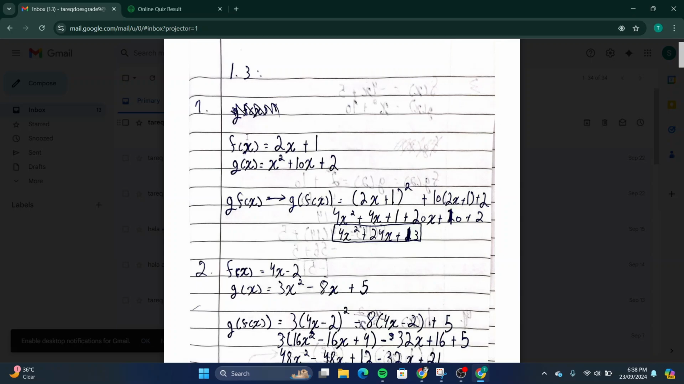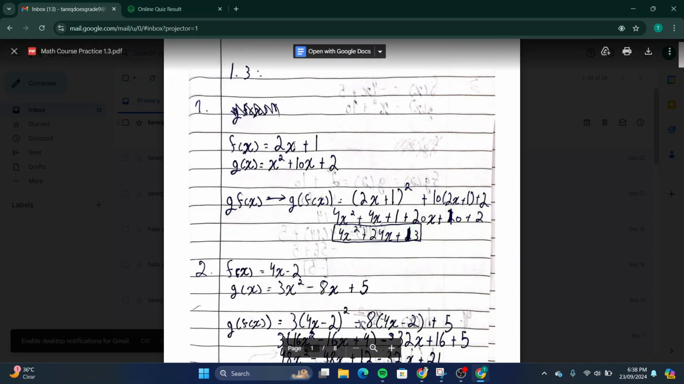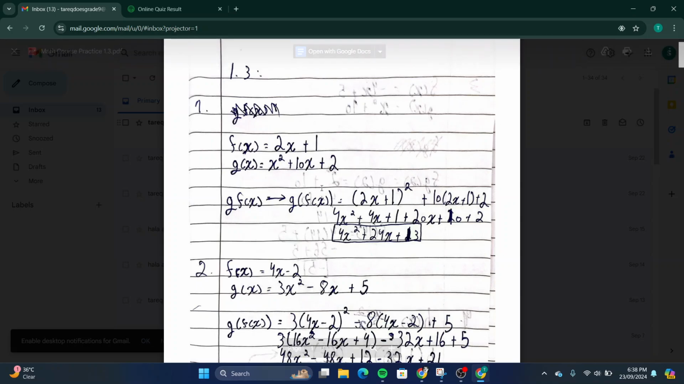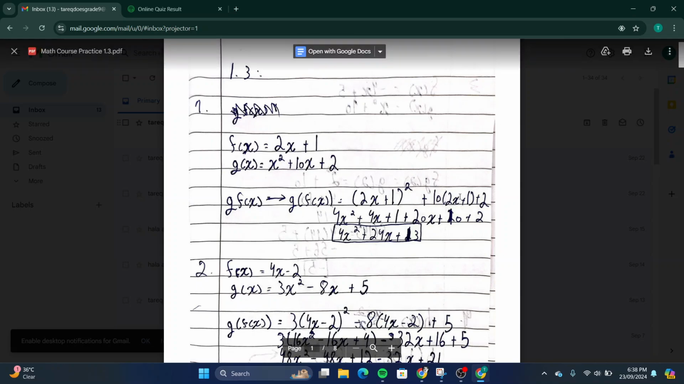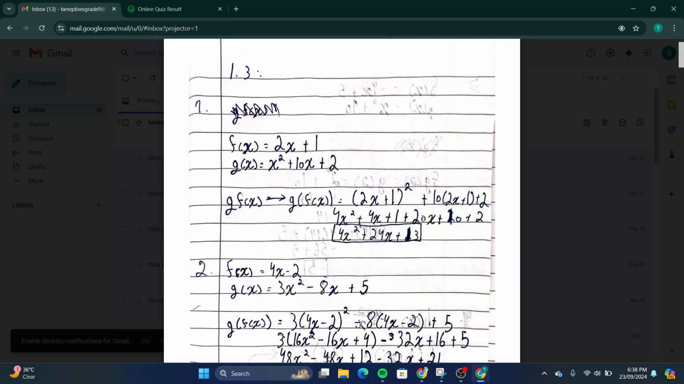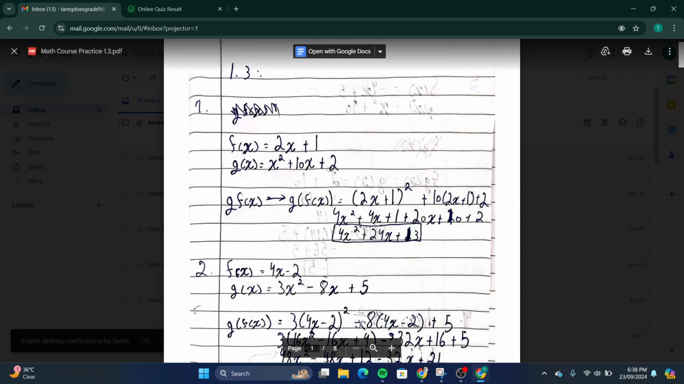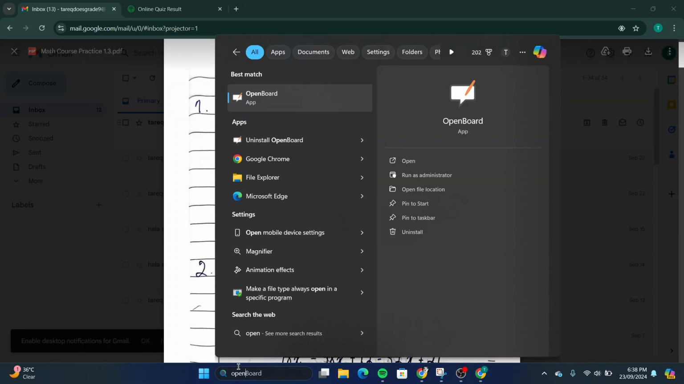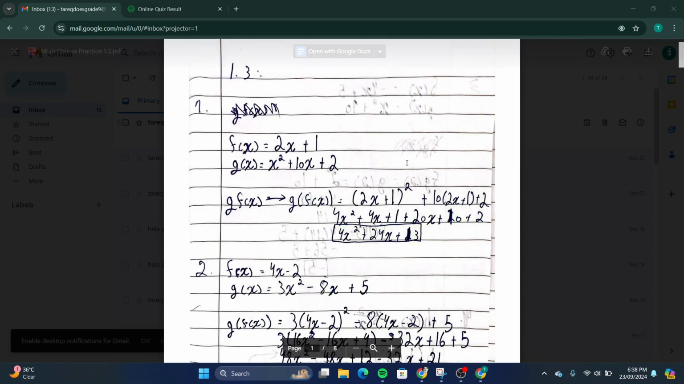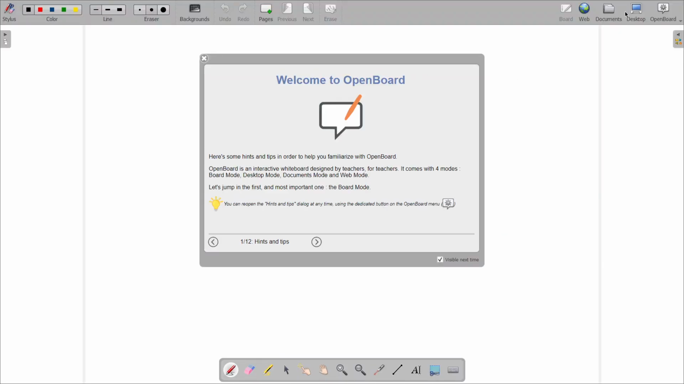Now you substitute f of x into the function g. So x squared plus 10x plus 2, instead of x, you put 2x plus 1. So (2x plus 1) squared plus 10 times (2x plus 1) plus 2. Now you expand here. Let me just open the open board. Okay, open board. Let it load.